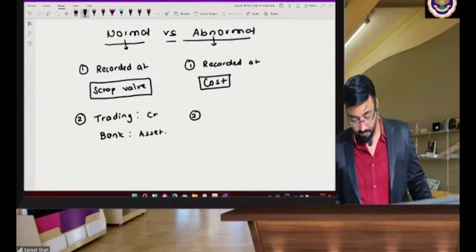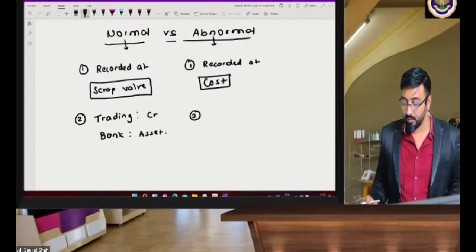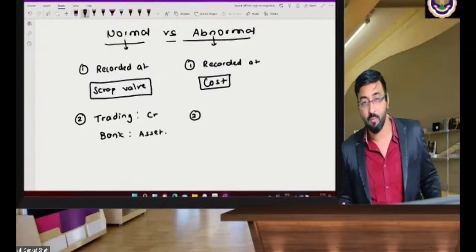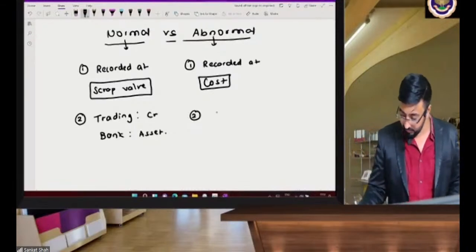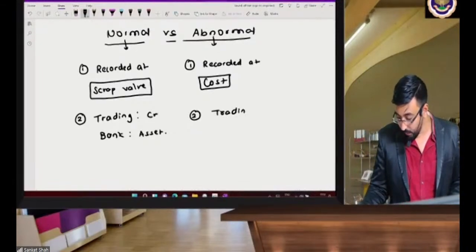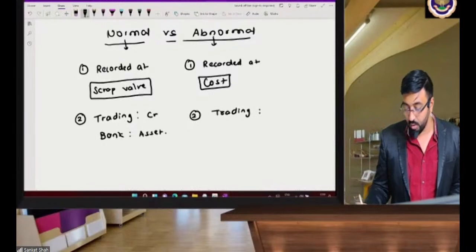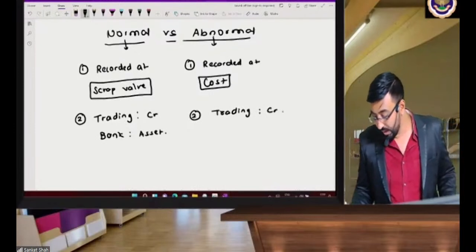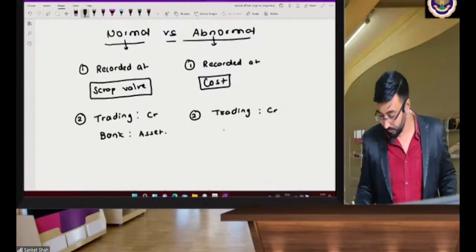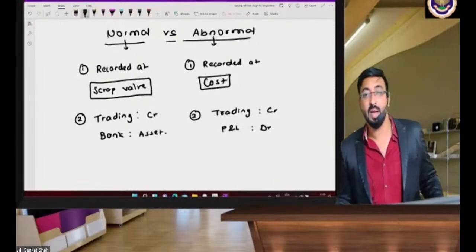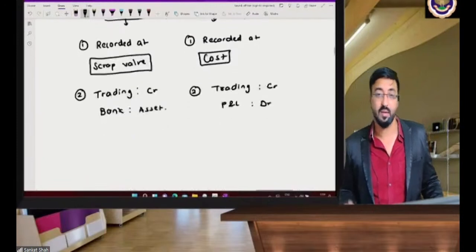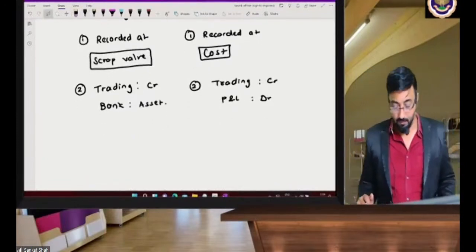Okay. So if you want to record it, you record your scrap value on the trading account credit side and the bank account debit side. Normally this is not asked in the equation, normal loss. This is trading account credit side and P&L account debit side.